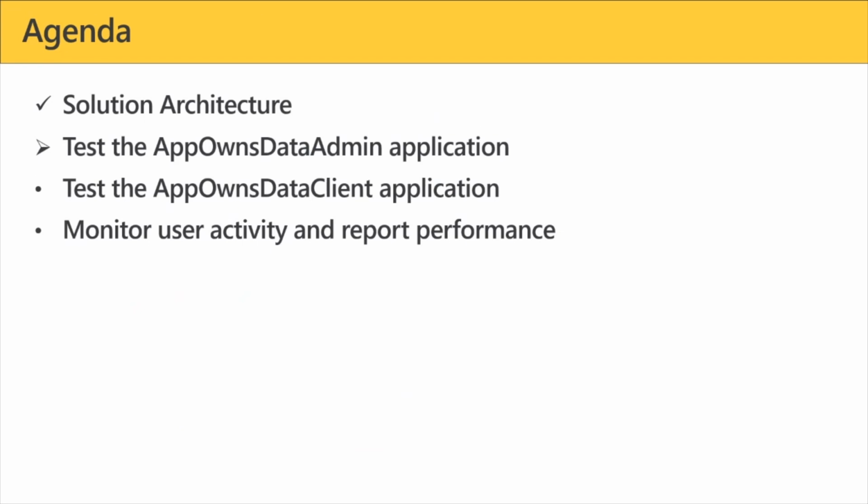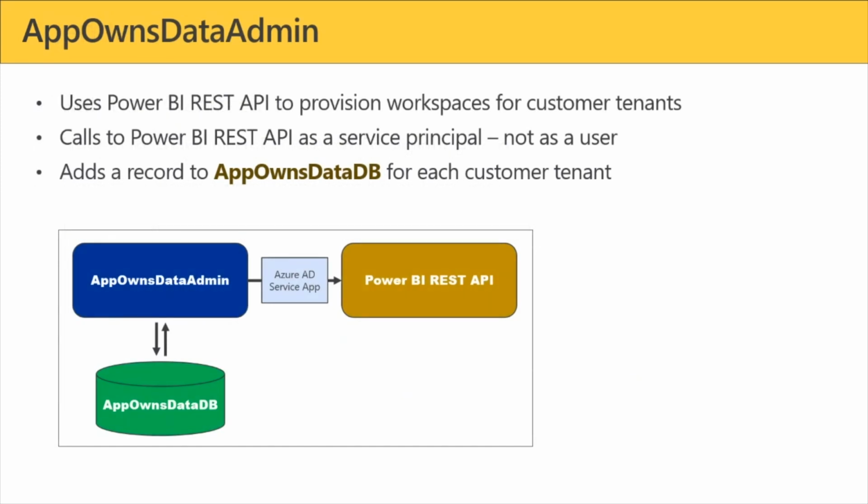So let's first of all talk about the AppOwnsDataAdmin application. So the idea is that this application is going to act as a service principal. It's going to call to the Power BI REST API, and one of its core responsibilities is to do the onboarding, create the workspace, assign workspace to a capacity, upload PBIX file, and so on. And also note that the AppOwnsDataAdmin application is also going to record every workspace it creates by adding a record into the AppOwnsDataDB table.